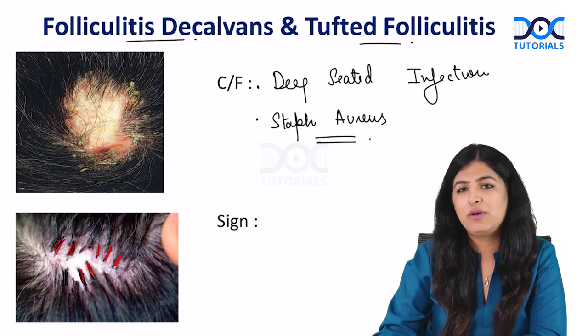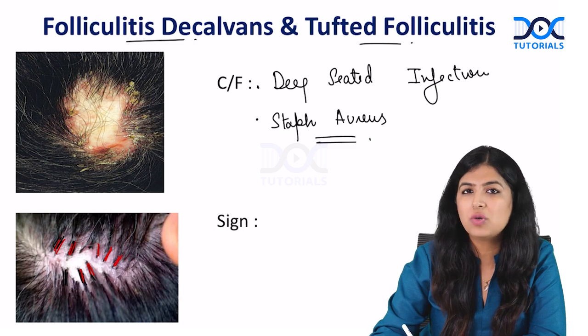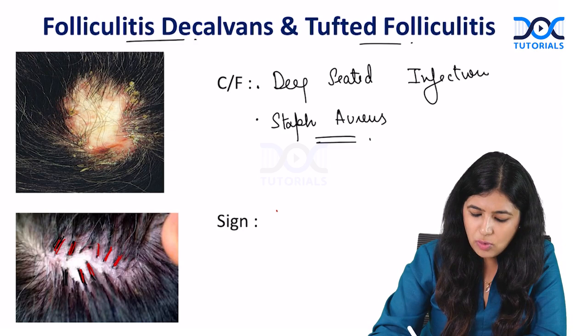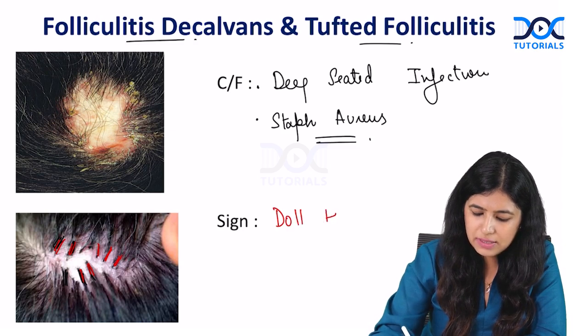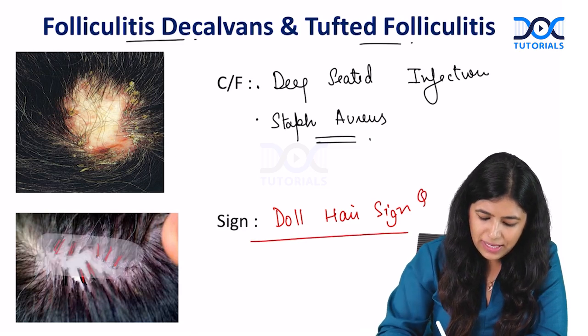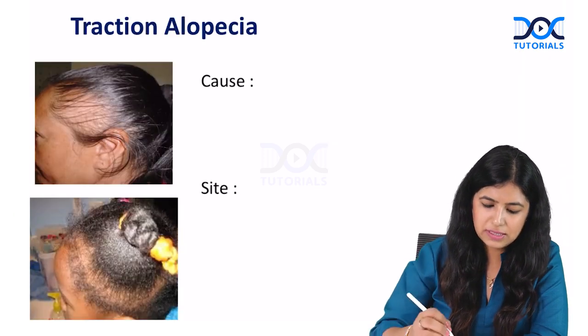And where do you see this kind of a clinical picture? This is generally seen in the dolls that the children use, the Barbie doll, also called as the doll hair sign in tufted folliculitis. So this tufting here is called as the doll's hair sign in tufted folliculitis.